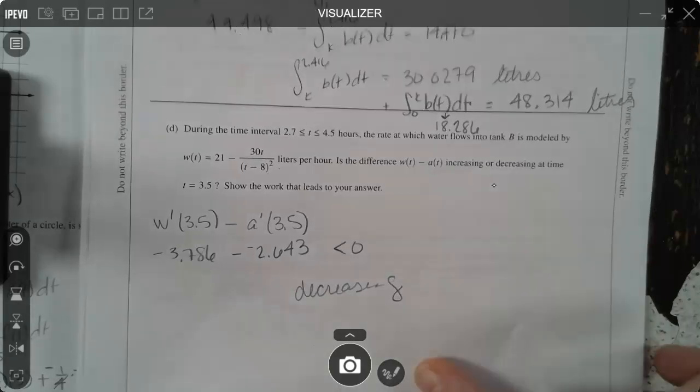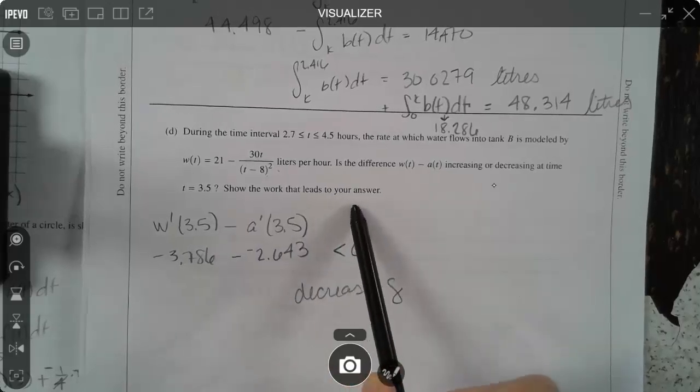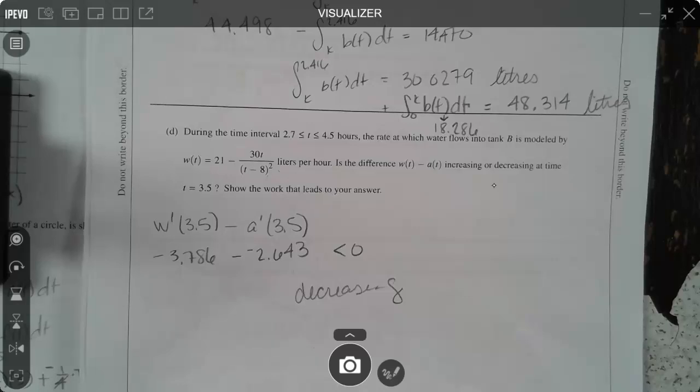All right, number 3. Y'all got it? Nope. Because it says show the work that leads to your answer. It does not say justify your answer or explain your answer. All right, number 3. Now we get to the good stuff. This is the stuff I feel better about.